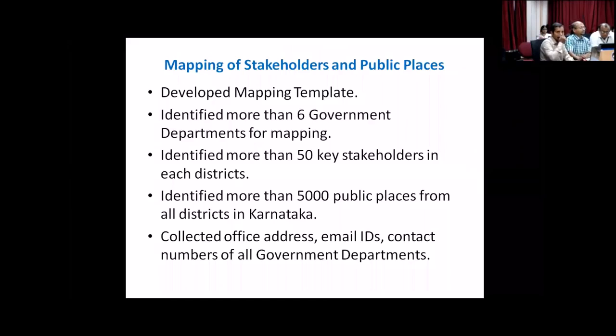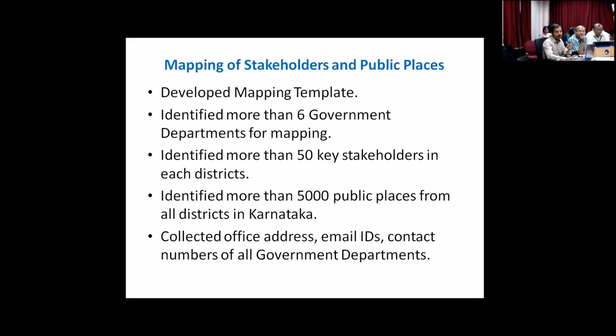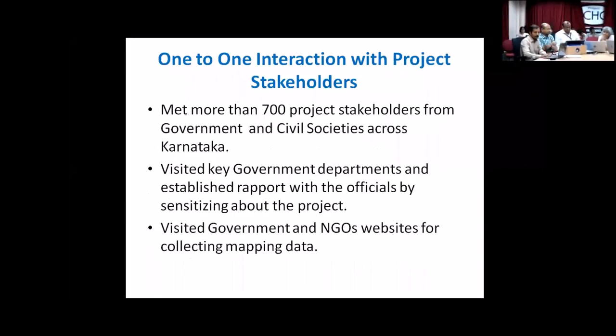In the mapping, we developed a template and identified the key government departments with which we have to interact for the tobacco control program. We identified more than 50 key stakeholders in each district and more than 5,000 public places from all the districts in Karnataka, and we collected the addresses, email IDs, and contact numbers of all government departments. This is very important information to continue our program.